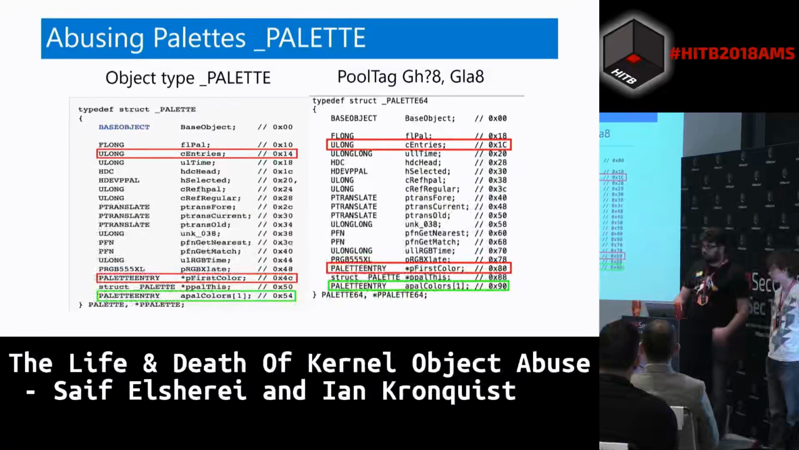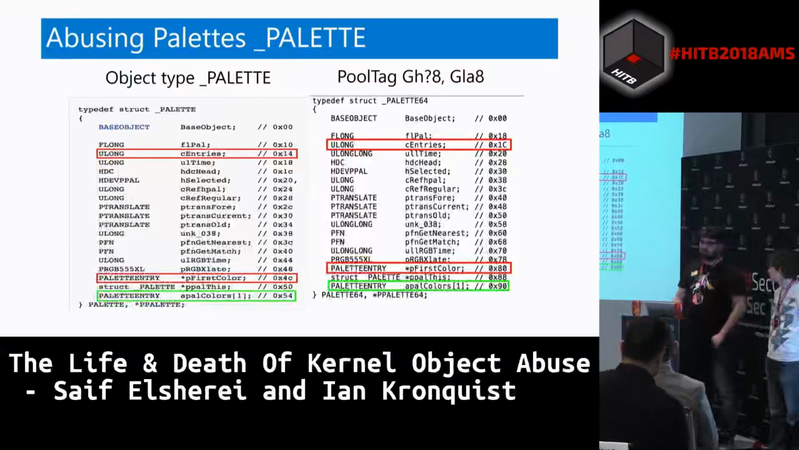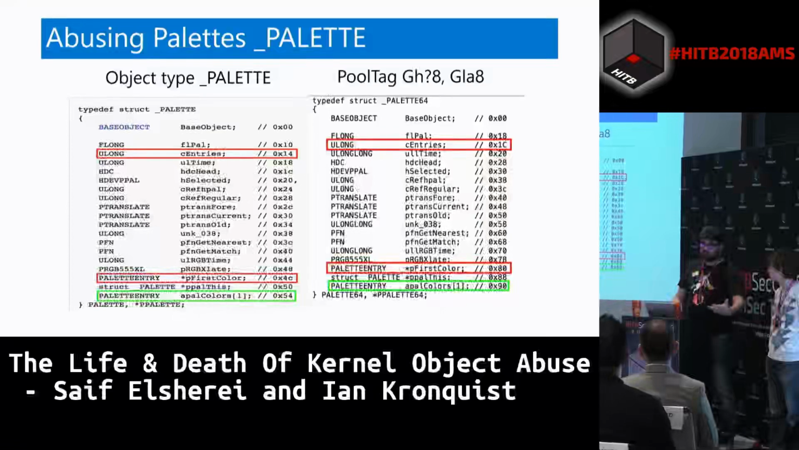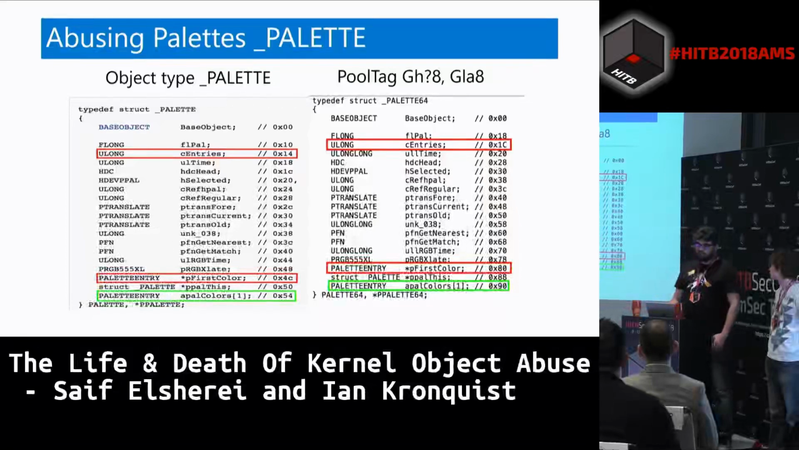You can see I've highlighted several interesting parts. The first interesting member is cEntries, which is the entry count of the color palette entries located in that specific palette. The next entry is the pFirstColor pointer, which actually points to the apalColors array, or the palette entries in memory, which is allocated at the end of each palette object.